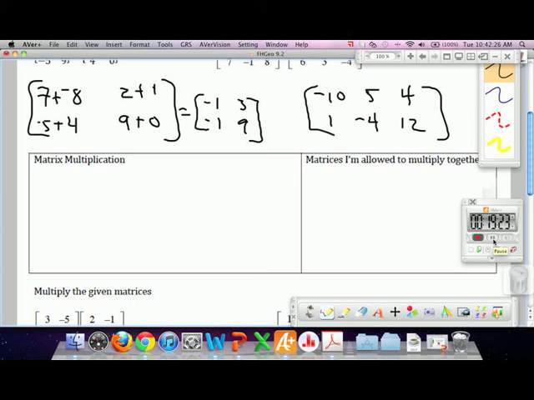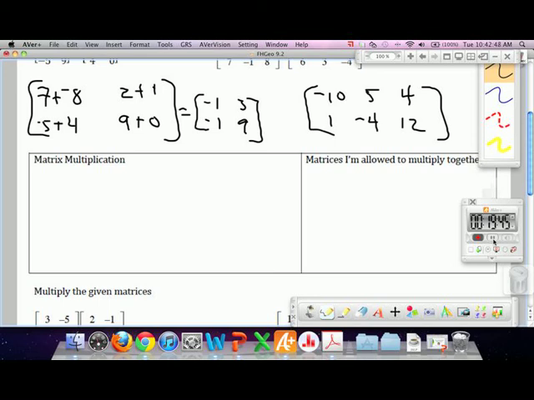Matrix multiplication is different than matrix addition. We are not, and I repeat, not going to just multiply term by term. This is not how matrix multiplication works. Matrix multiplication is a little more complicated. It's not terribly hard, it's just different.